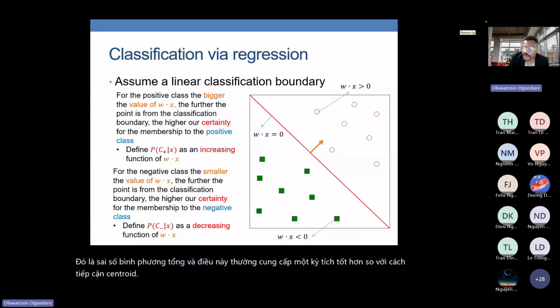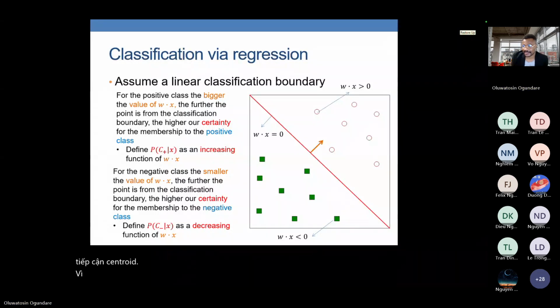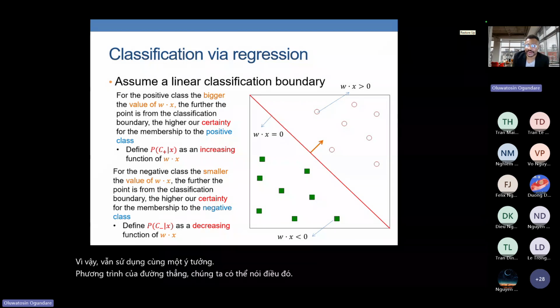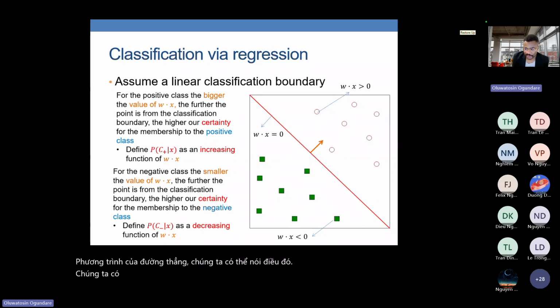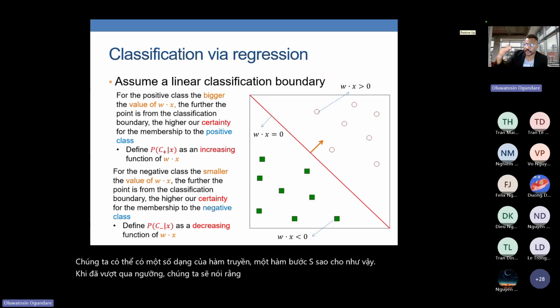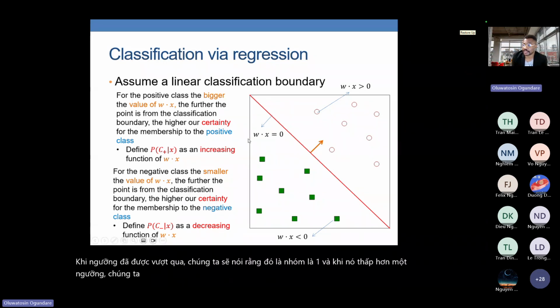So still using the same idea of the equation of the line, we could say that we can have some form of a transfer function, a step function, such that when a threshold has been crossed, we would say that the group is 1, and when it's below a threshold, we say the group is 0.